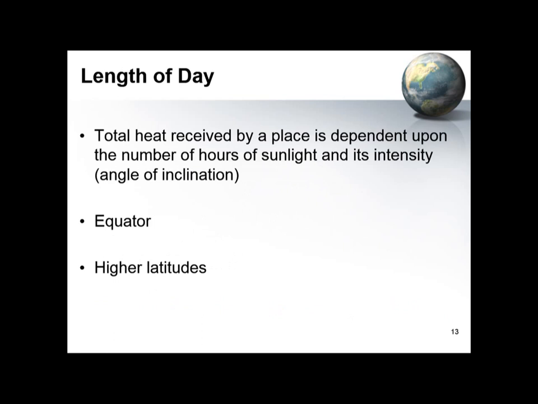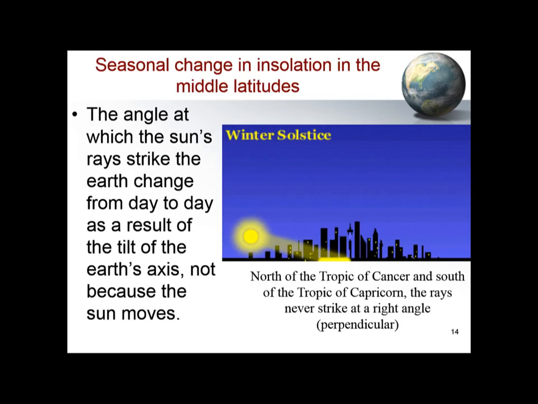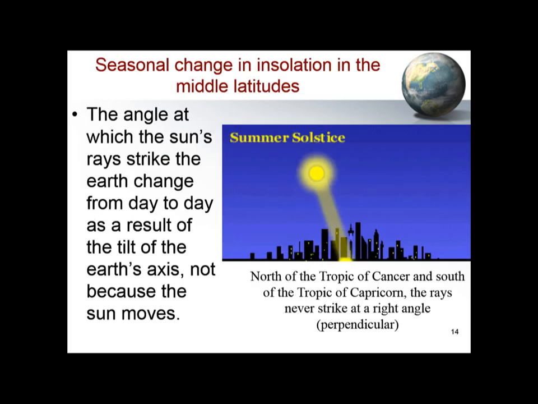Length of day. The total heat received by a place is dependent upon the number of hours of sunlight and its intensity. Equator, higher latitudes. Seasonal change in insolation in the middle latitudes. The angle at which the sun's rays strike the earth changes from day to day as a result of the tilt of the earth's axis, not because the sun moves.